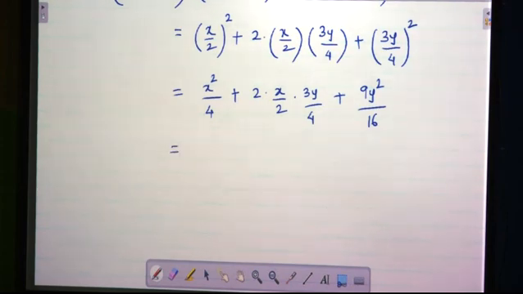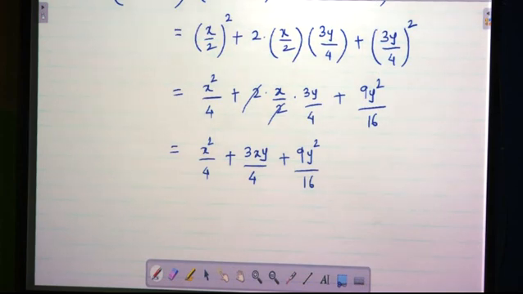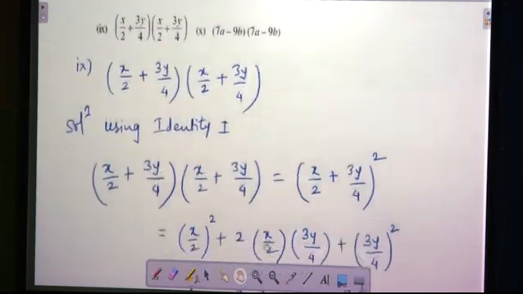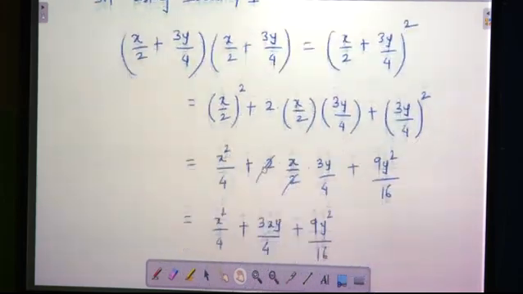The next step, x square upon 4 as it is, plus 2 gets cancelled, one in the numerator and one in the denominator. 3xy upon 4 plus 9y square upon 16. So, this is the answer. Let us see the next sum, that is the 10th one. First we shall rub this.